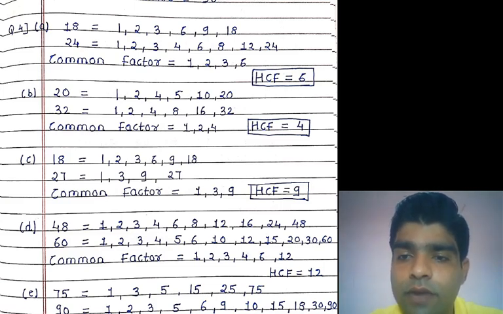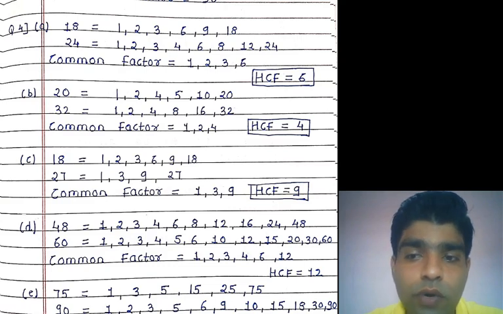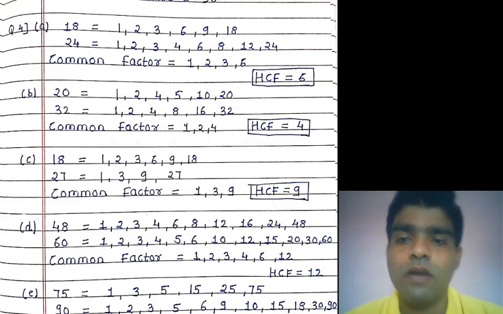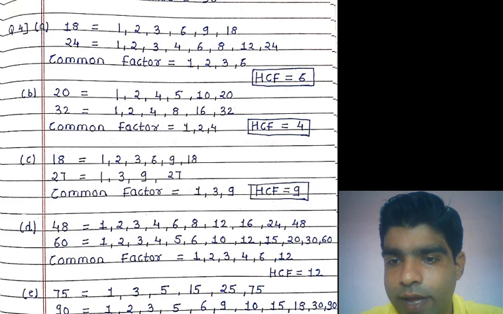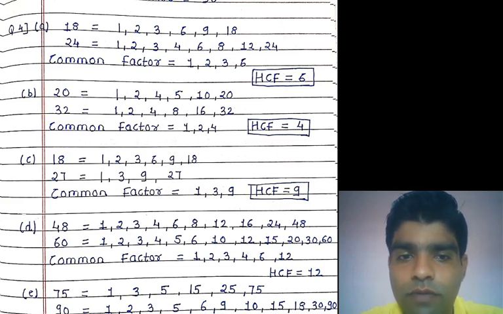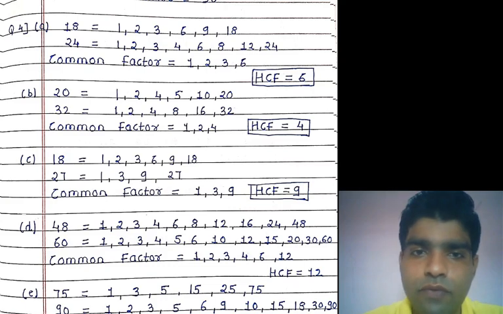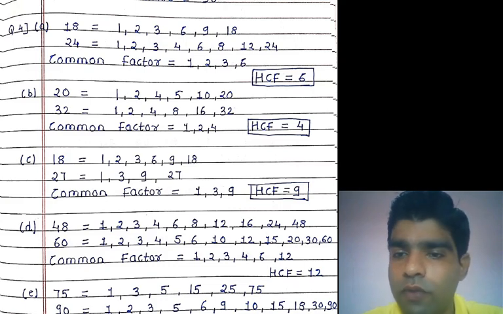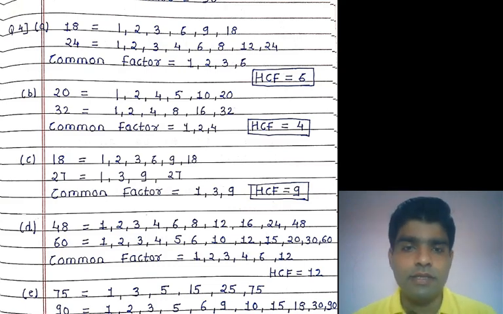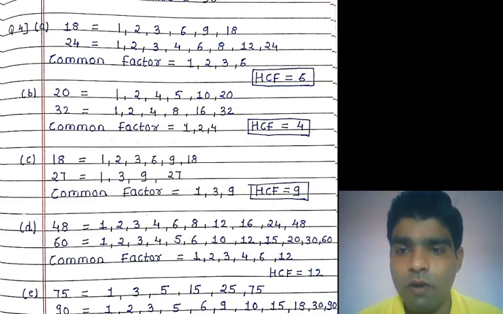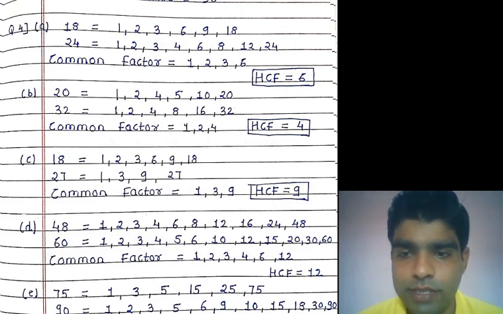Okay, and then we have to find the common factors of 48 and 60. The common factors of 48 and 60 are 1, 2, 3, 4, 6 and 12. Then the last step, we have to find the highest common factor of both numbers, 48 and 60. It is definitely 12, because 12 is the largest number, and this is our correct answer. 12 is the highest common factor of 48 and 60.